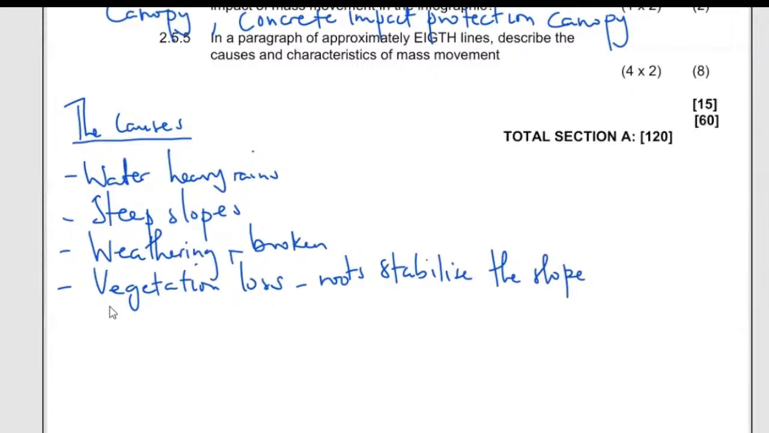Then also, if you are looking at the characteristics, because our question is saying the causes and the characteristics, under characteristics we can talk about the nature of the movement.